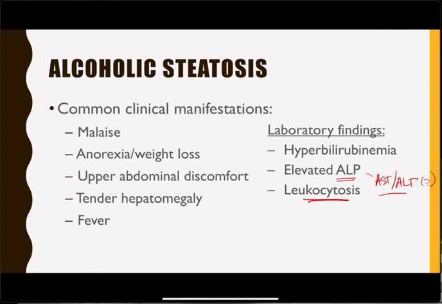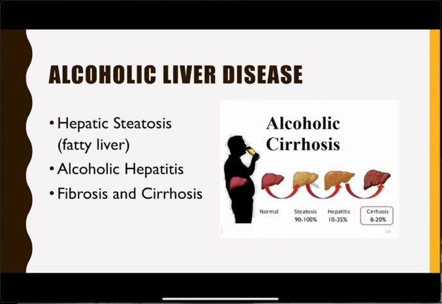Leukocytosis is elevated white blood cells, and that is really secondary to the acute injury and inflammation going on in the liver. So the body is recognizing this injury is happening. So that's fatty liver, by far the most common. About 10 to 35% of heavy drinkers will develop alcoholic hepatitis. So this is under that larger umbrella of inflammatory liver disease.